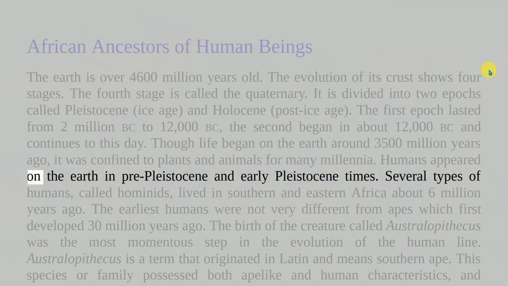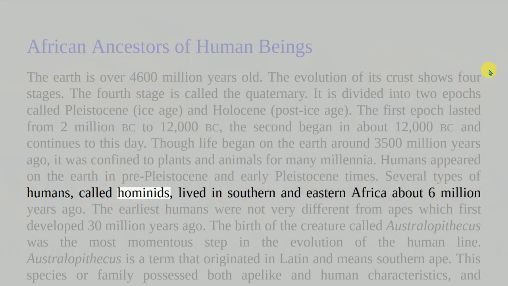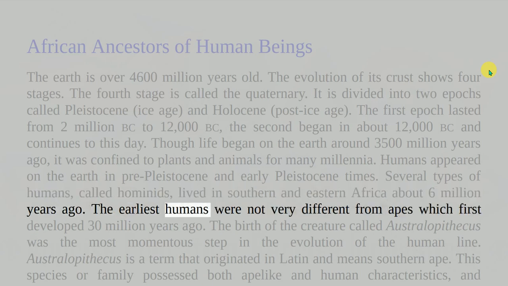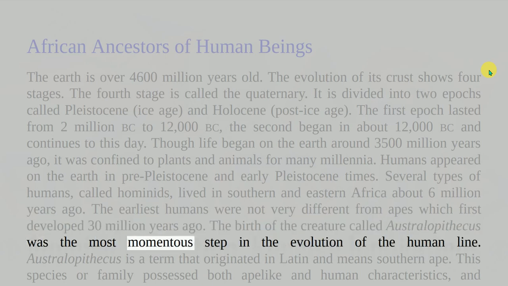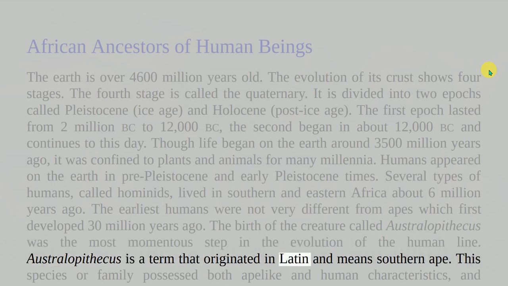Humans appeared on the Earth in pre-Pleistocene and early Pleistocene times. Several types of humans, called hominids, lived in southern and eastern Africa about 6 million years ago. The earliest humans were not very different from apes, which first developed 30 million years ago. The birth of the creature called Australopithecus was the most momentous step in the evolution of the human line. Australopithecus is a term that originated in Latin and means southern ape.